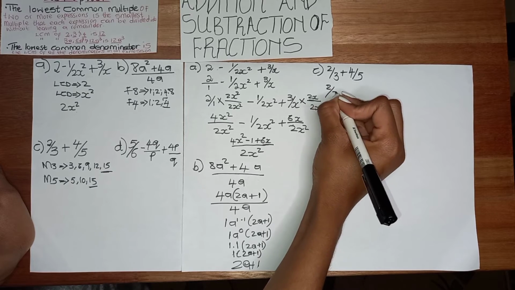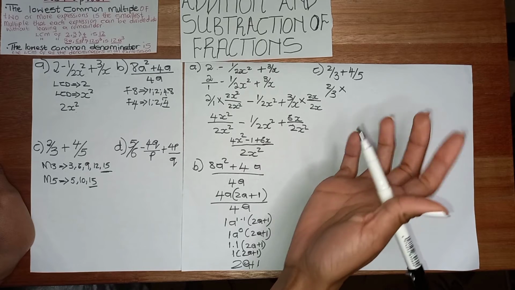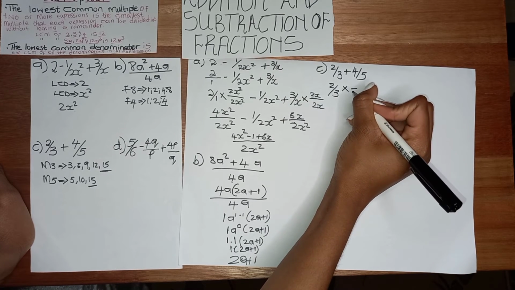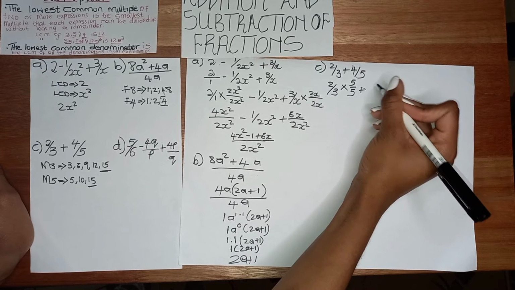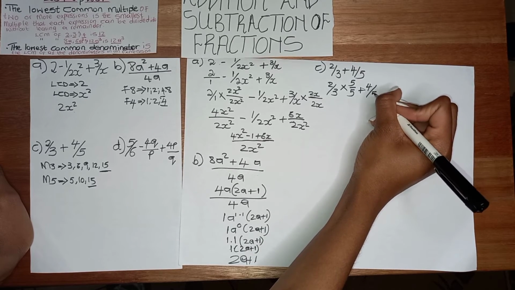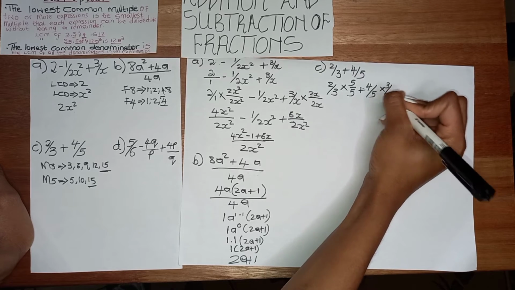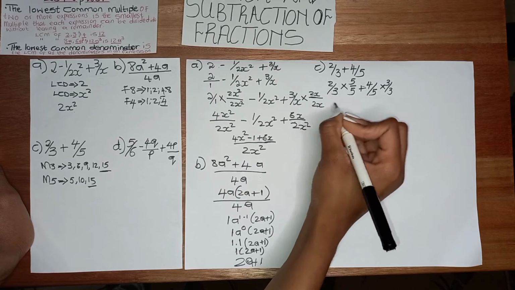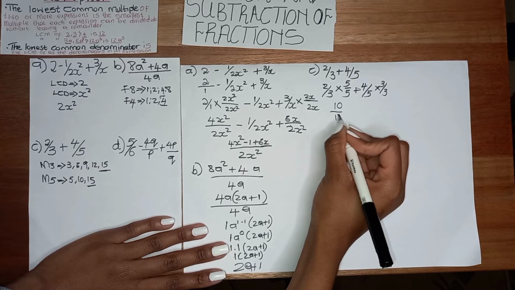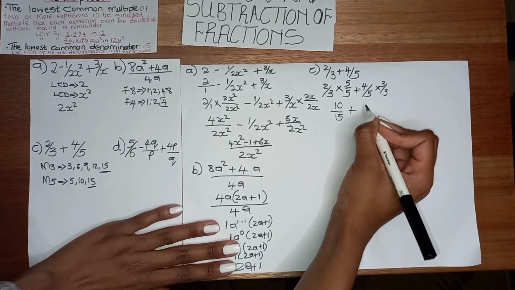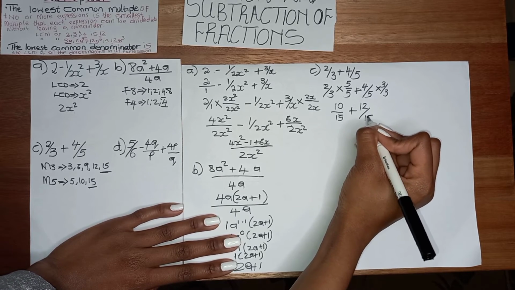So when checking, a number that can multiply with 3 to give us 15 is 5. So we don't only multiply the denominator with 5, but we also multiply the numerator. And then when checking, the number that can multiply with 5 to give us 15 is 3. 2 times 5 is 10. 3 times 5 is 15. 4 times 3 is 12. 5 times 3 is 15.